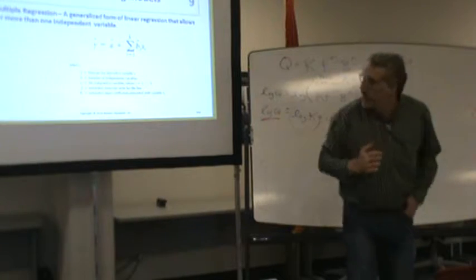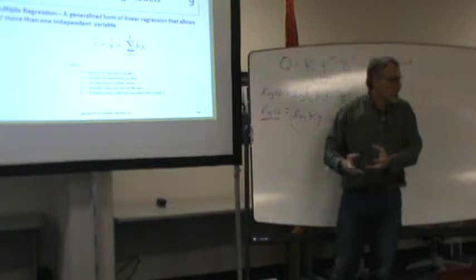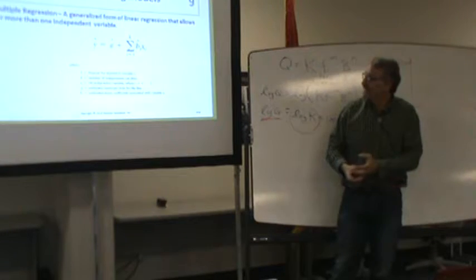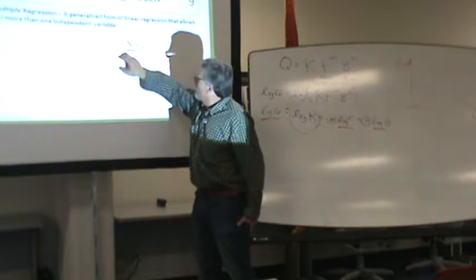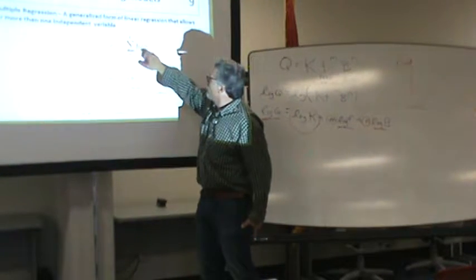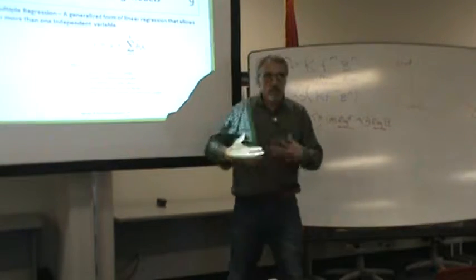Multiple regression is where you can have more than one independent variable. I've already shown you how to do that. Really, that's basically what I did, right? So now instead of y equals intercept plus the slope times x, it could be slope times x1, x2, x3, x4. As many independent variables as you want.